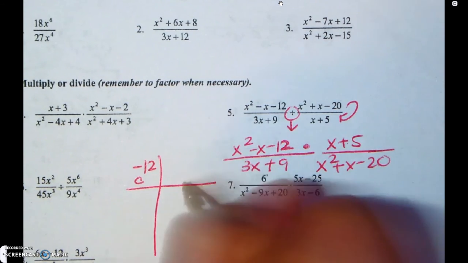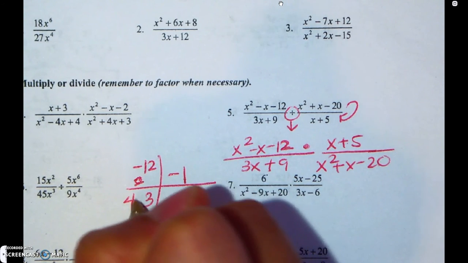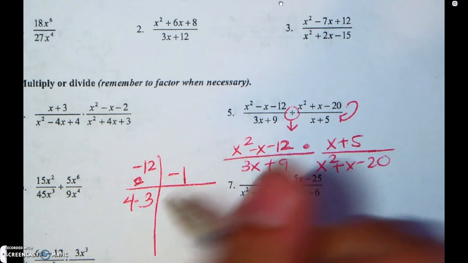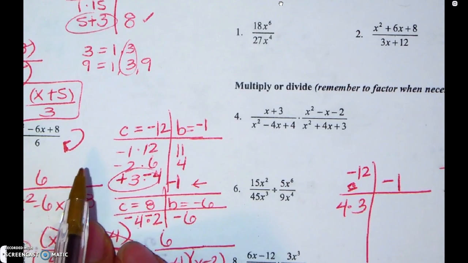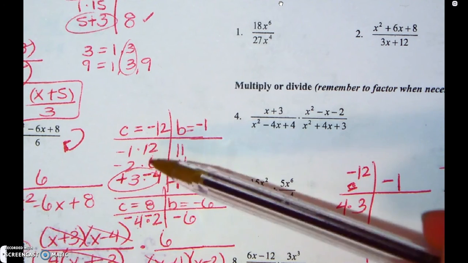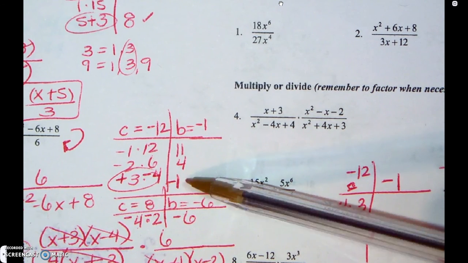Okay, the question is, what are the factors of negative 12 that add up to negative 1? Well, we already know that 4 times 3 gave us that earlier. So 4 times 3, it's right here. 3 times a negative 4 gives us negative 12, adds up to negative 1, so our factors are positive 3 and negative 4.